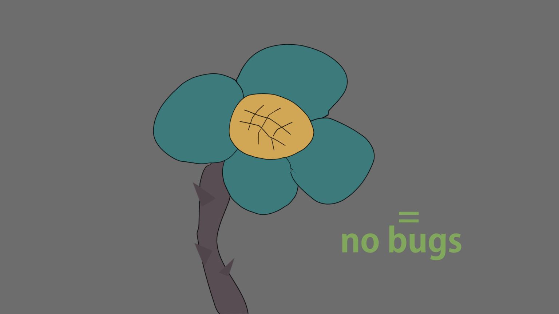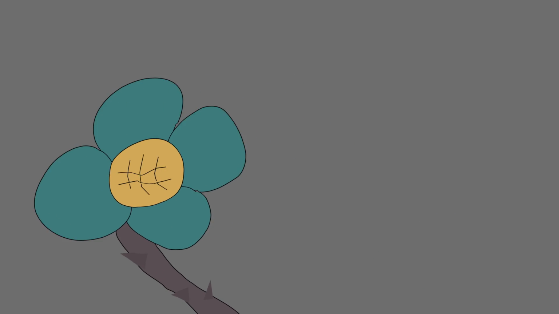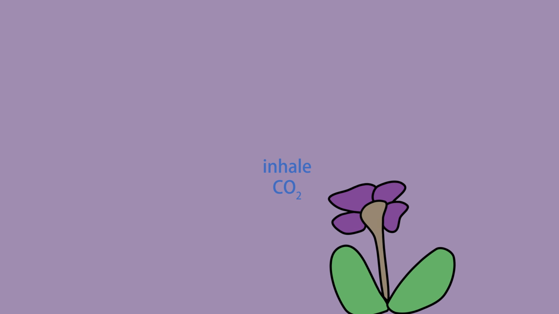Without bugs helping plants populate through pollination, fruits, crops, and oxygen would be scarce. Plants breathe in carbon dioxide, and their byproduct is oxygen. Without bugs helping the process of pollination, the wind would have to do it by itself.